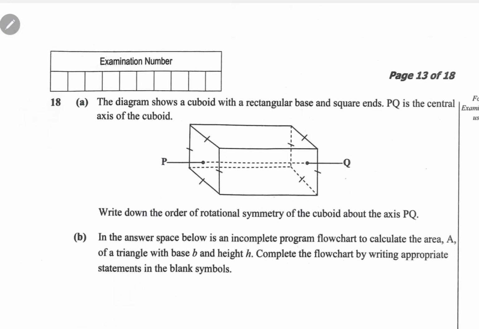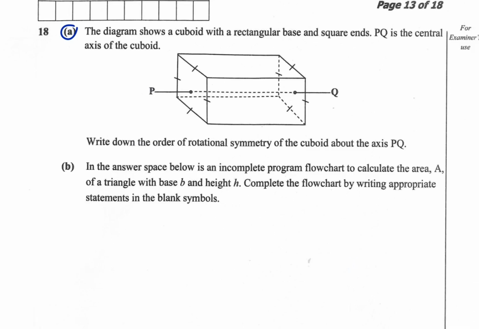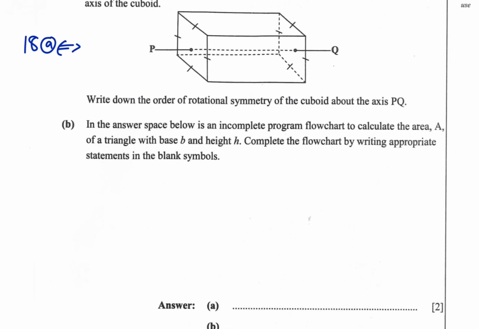Okay, so question 18. The diagram shows the cuboid with rectangular bases and square ends. PQ is the central axis of the cuboid. Write down the order of rotational symmetry. So this question 18A, I'll leave it up to you. Please comment what your answer is, and of course maybe elaborate some more so that we can learn from you.